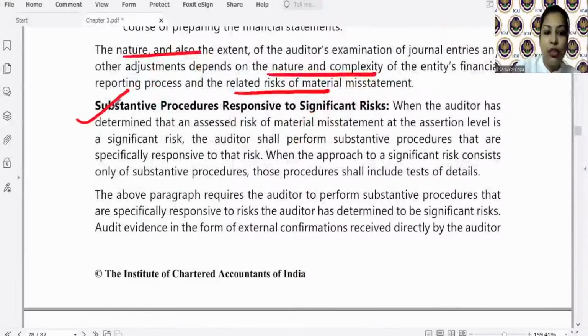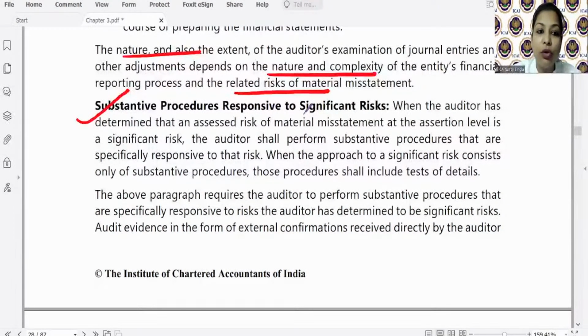Substantive procedures responsive to significant risk. देखो इसमें कोई नई बात नहीं लिखी. ये पैराग्राफ क्या कहता है कि अगर कोई सिग्निफिकेंट रिस्क है, now क्या होता है सिग्निफिकेंट रिस्क, I told you that it is defined in SA 315 which says that any risk which calls for what, auditor's special consideration, कि ऑडिटर को स्पेशल कंसिडरेशन थोड़ा सा रुककर उस टॉपिक पर, उस assertion पर टाइम देना चाहिए, है ना, because that is what significant. So auditor needs to perform the procedures which are responsive to such risk.